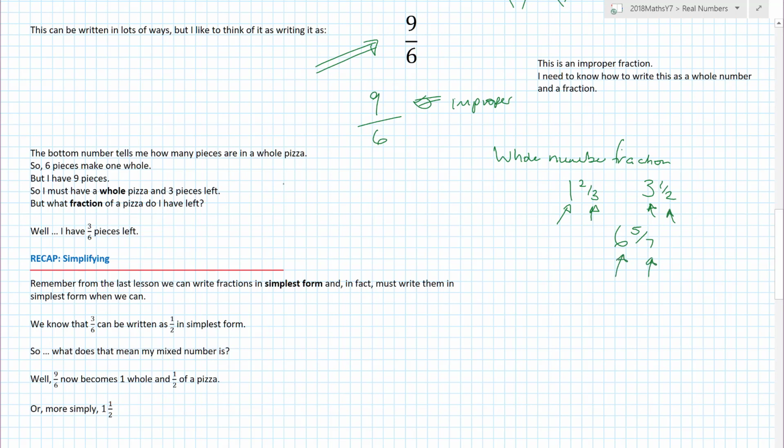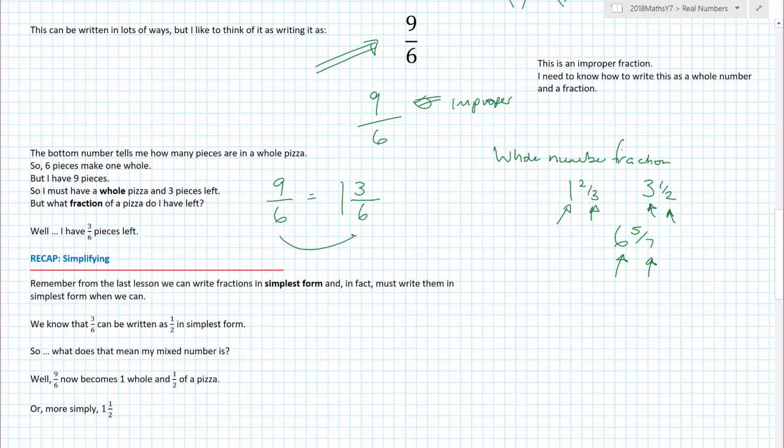Okay, so I've got 9 pieces out of 6. So I know that 6 pieces will make one whole pizza. So if I take those 6 pieces away from 9, I get 3 pieces left. So I must have 1 whole one and 3 pieces left. But that doesn't make a lot of sense because I need to try and work out what fraction of a whole pizza is left. Well, I've got 3 out of, and I know that 6 can go in my box.